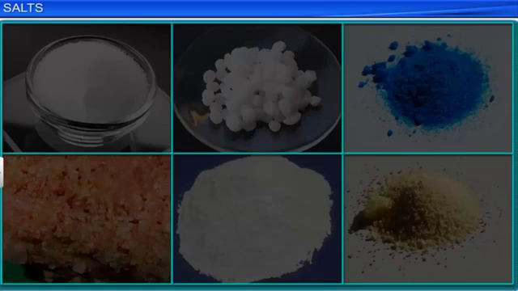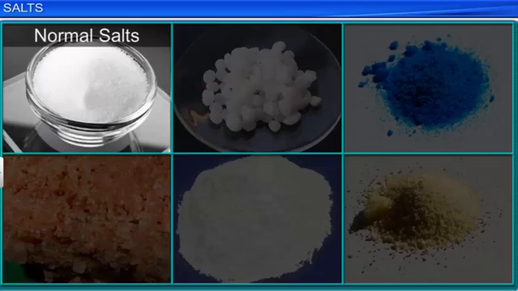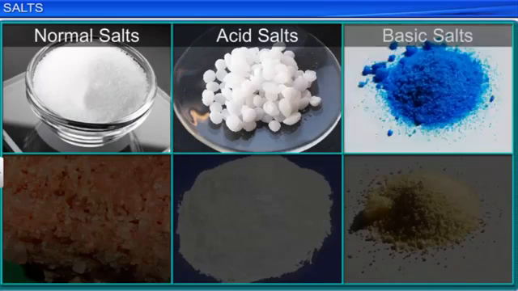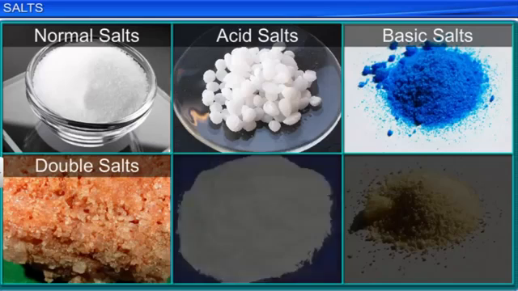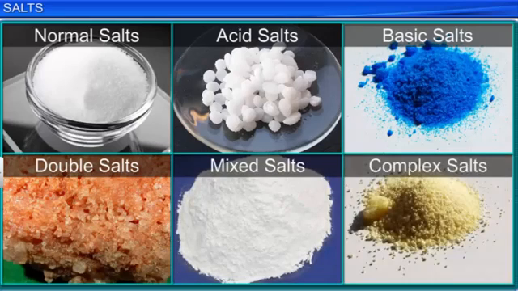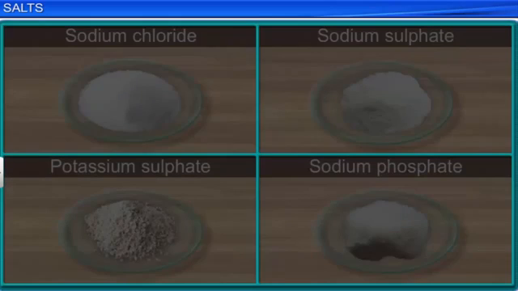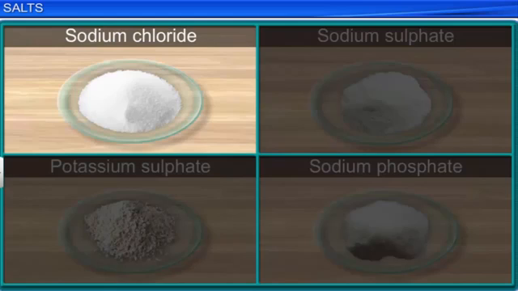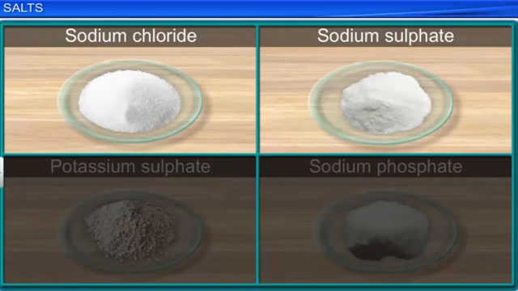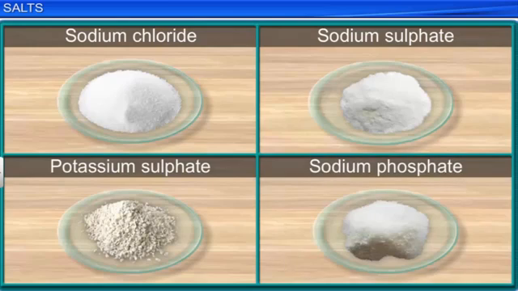Salts can be classified into 6 types: normal salts, acid salts, basic salts, double salts, mixed salts, and complex salts. These salts, formed by the complete replacement of the hydrogen ions of an acid by a metal ion or basic radical, are called normal salts. Sodium chloride, sodium sulfate, potassium sulfate, and sodium phosphate are some normal salts.